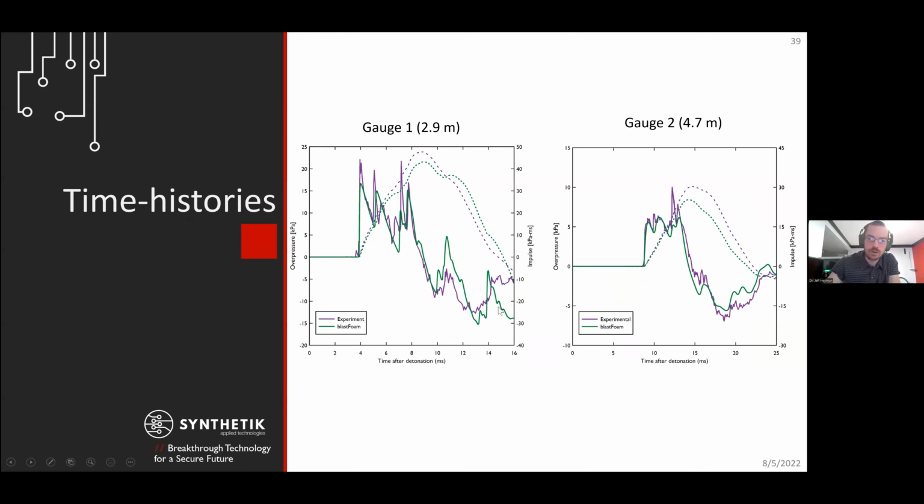And then finally, we have our 2 gauge time histories. These are really what we care about. The videos are just pretty pictures, so we want to see that these actually match. The solid lines are going to be our overpressures. Green lines are BlastFoam, purple lines are going to be the experimental data, and then the dashed lines are going to be impulse. So you can see we match quite well. We at least qualitatively hit all of the peaks and valleys.